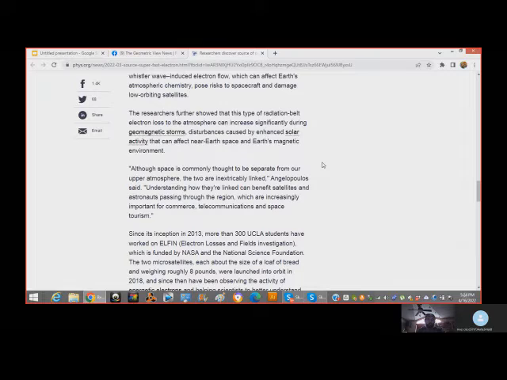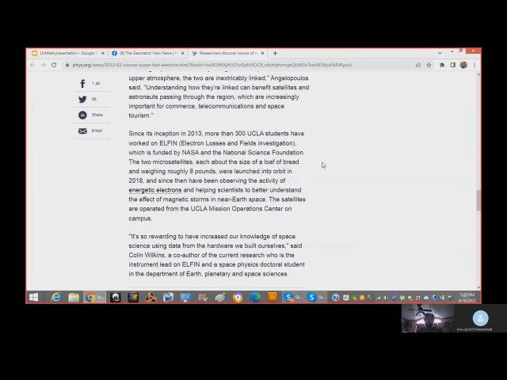Although space is commonly thought to be separate from our upper atmosphere, the two are inextricably linked. Angelopoulos said, "Understanding how they are linked can benefit satellites and astronauts passing through the region, which are increasingly important for commerce, telecommunications, and space tourism." Since its inception in 2013, more than 300 UCLA students have worked on ALPHA, an acronym for Electron Losses and Fields Investigation, which is funded by NASA and the National Science Foundation.